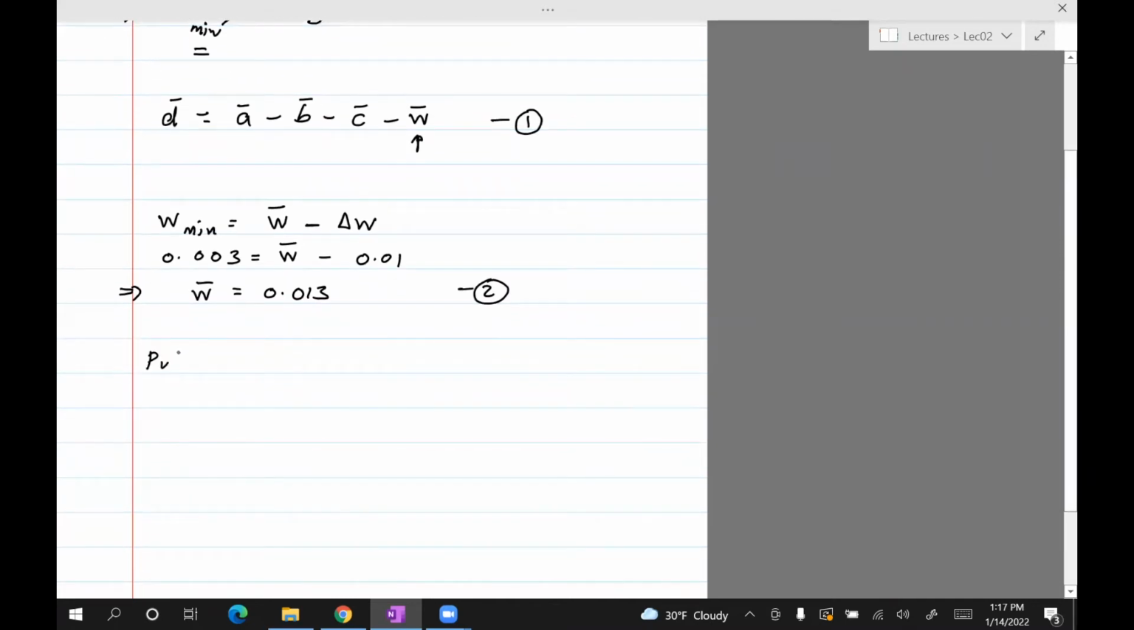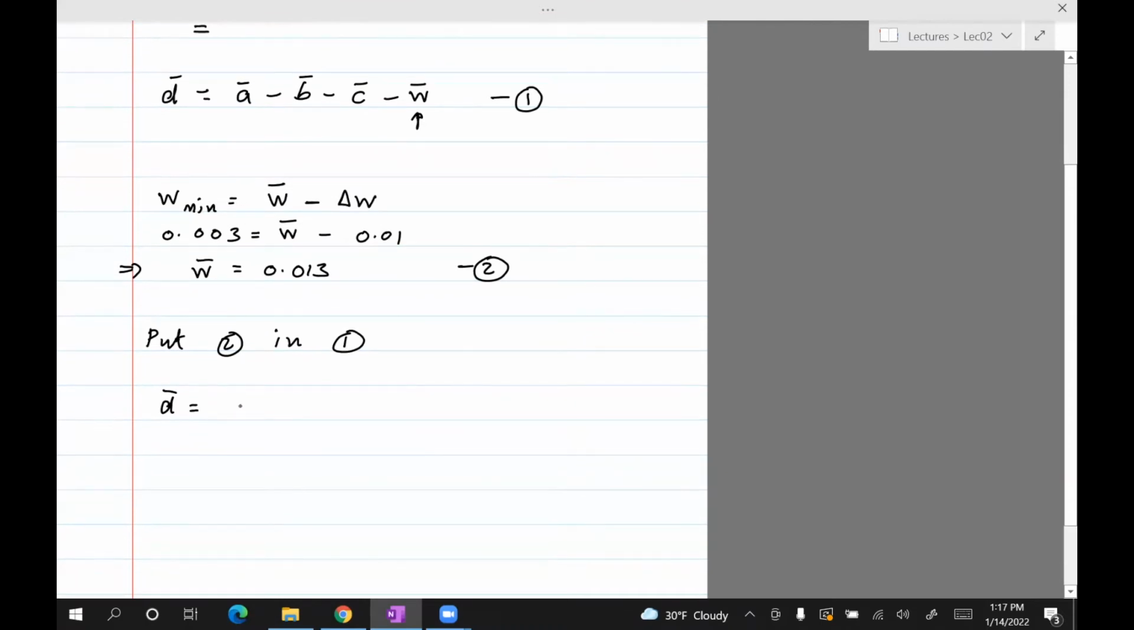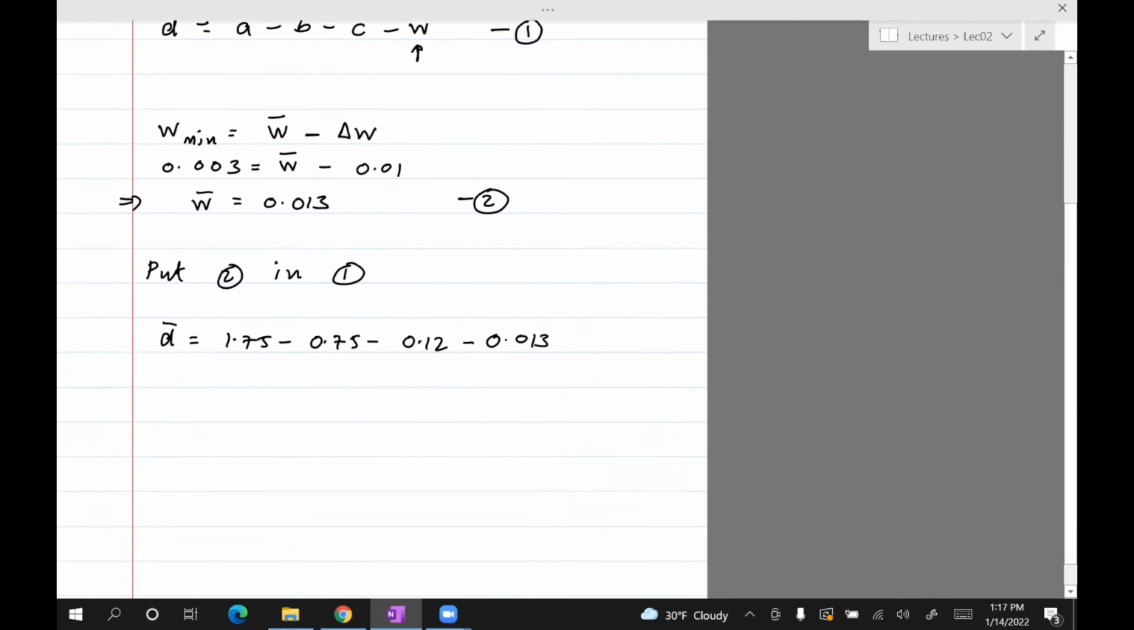So then we can put 2 in 1, and we can solve for D bar. So D bar is A bar, which is 1.75, minus B bar, which is 0.75, minus 0.12 for C bar, and W bar we just found out is 0.013. So D bar, or the nominal size for D, is 0.867 inch.